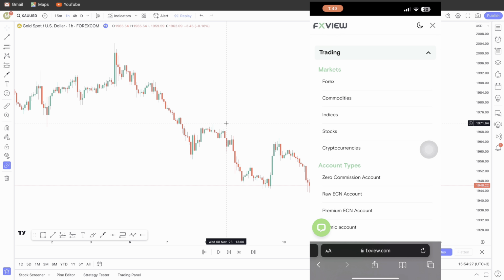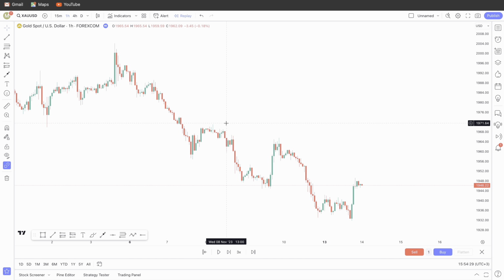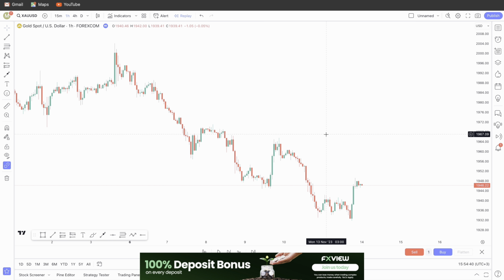So now traders, when we come to our chart, this is our gold chart, and I'm going to be looking at my 1 hour candle, and we shall be looking for the confirmations in our 15 minutes time frame and also the 5 minutes. So this is my chart right here, traders.